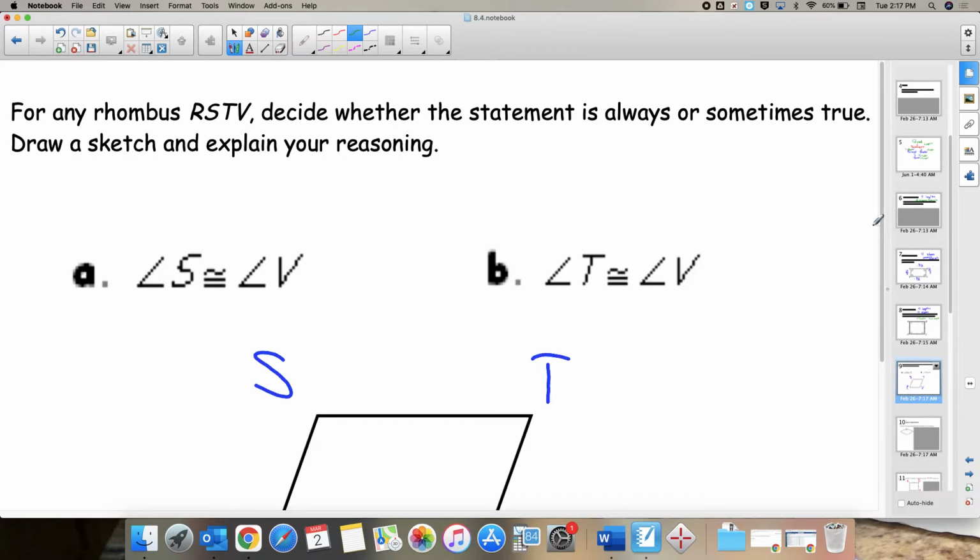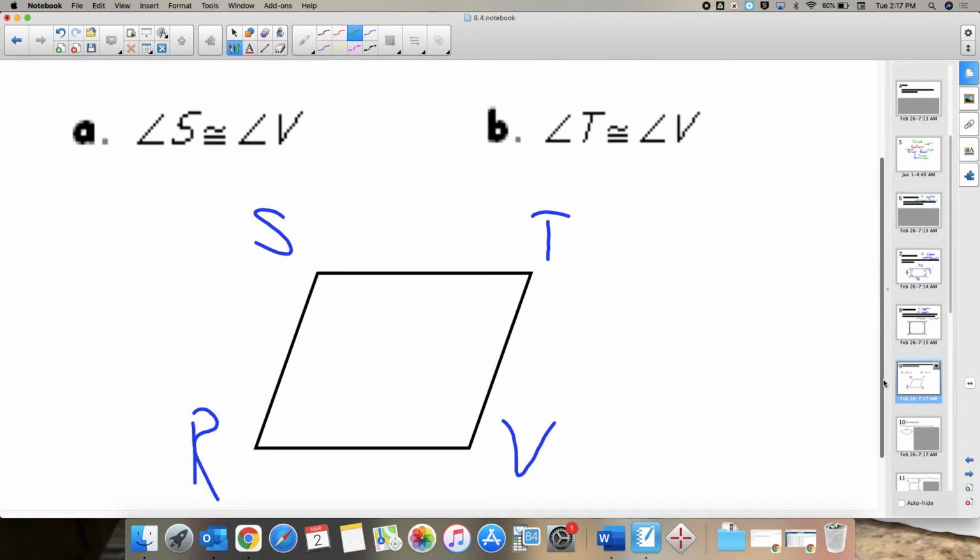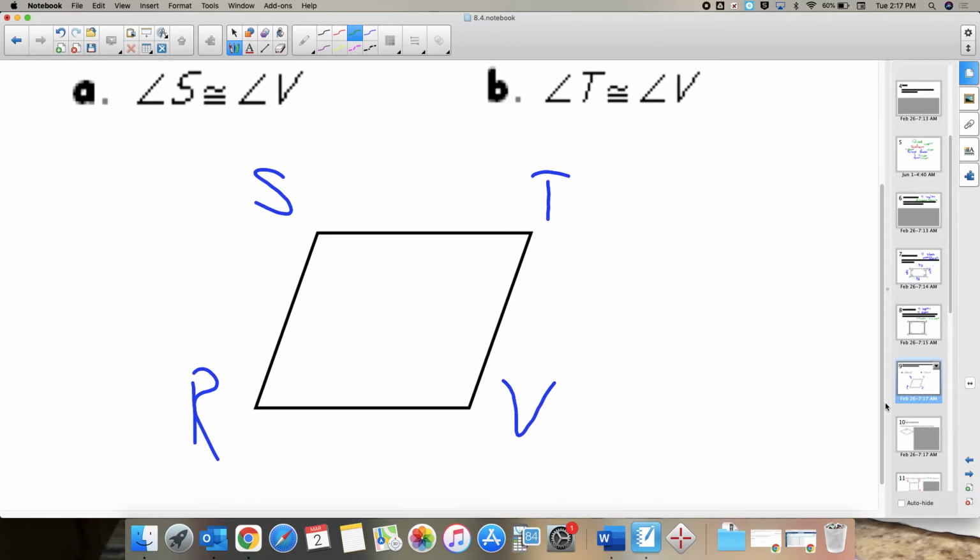So here's my rhombus RSTV. For A, they want to know, is it always or sometimes true that angle S is congruent to angle V? Now, a rhombus is a parallelogram, so it will hold all the properties of a parallelogram. One of those properties was that the opposite angles are congruent. So this is always true.